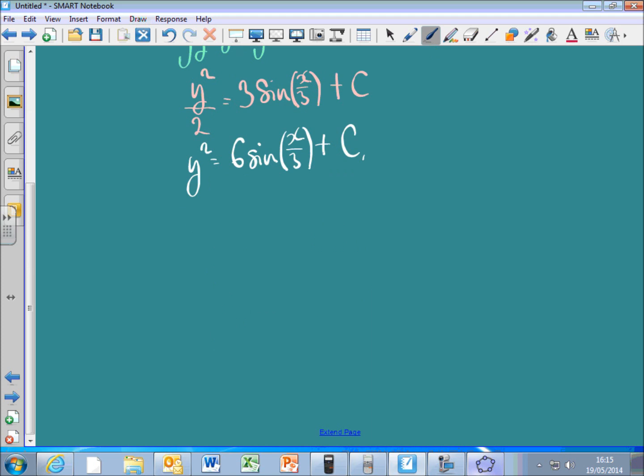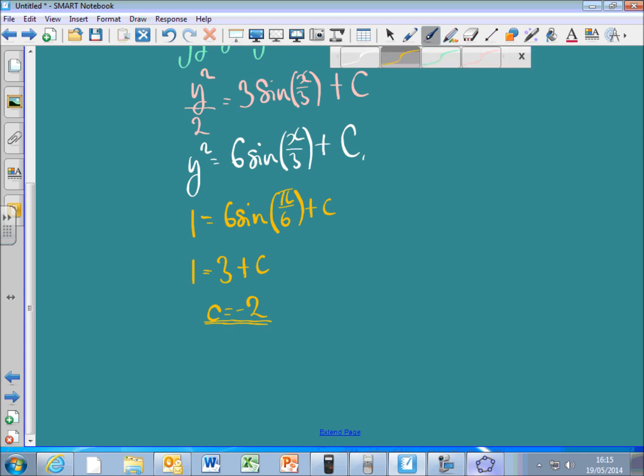We're now going to find a particular solution because we know that when y is 1, x was what? Pi over 2, so this is going to be pi over 6 plus c. Pi over 6, is it a half or minus a half? Half. So sine of pi over 6 is a half, so this is going to be 6 times a half, which is 3, plus c. So c equals -2.